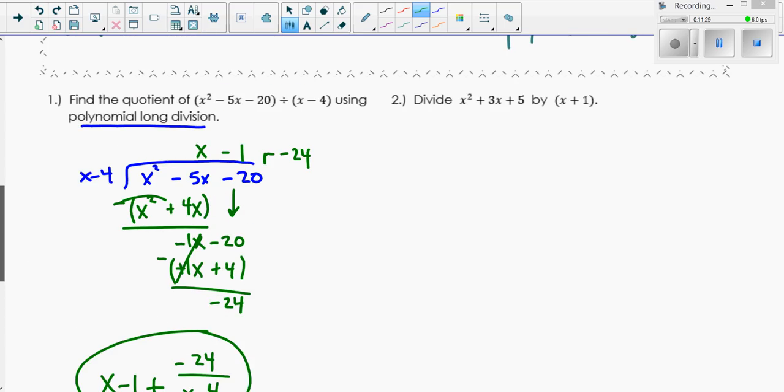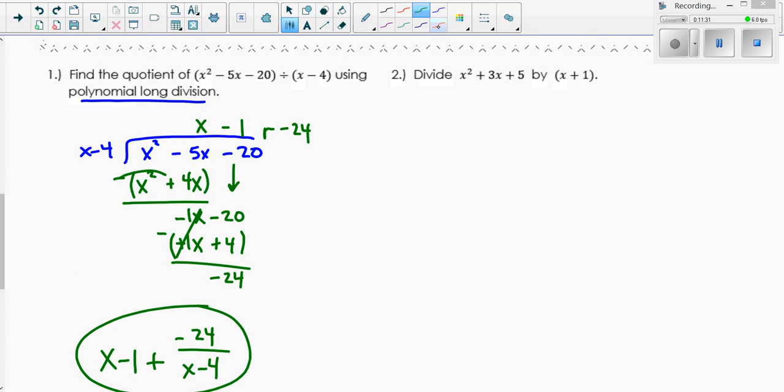Let's try it again. Alright, so again, write it out. Give yourself some space. So x squared plus 3x plus 5 divided by x plus 1.